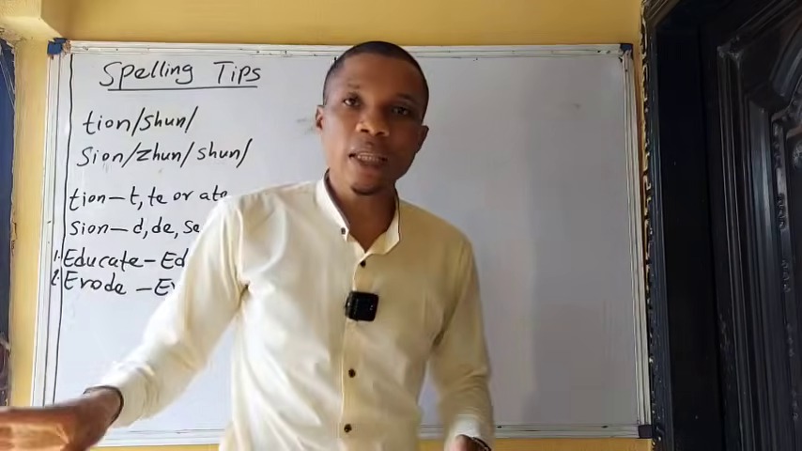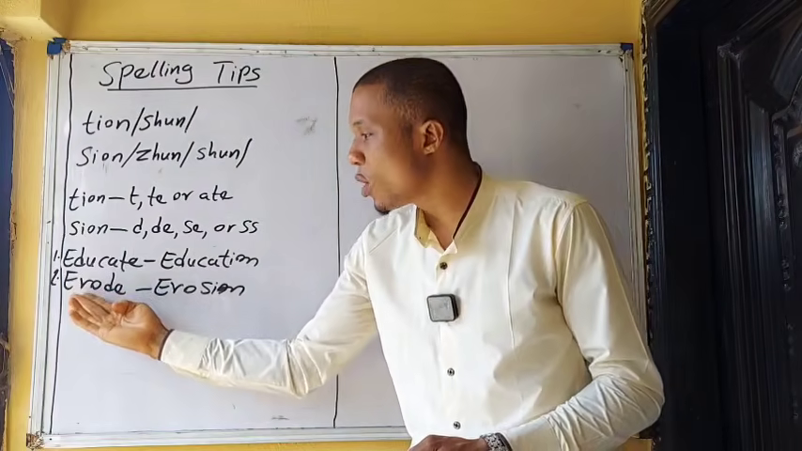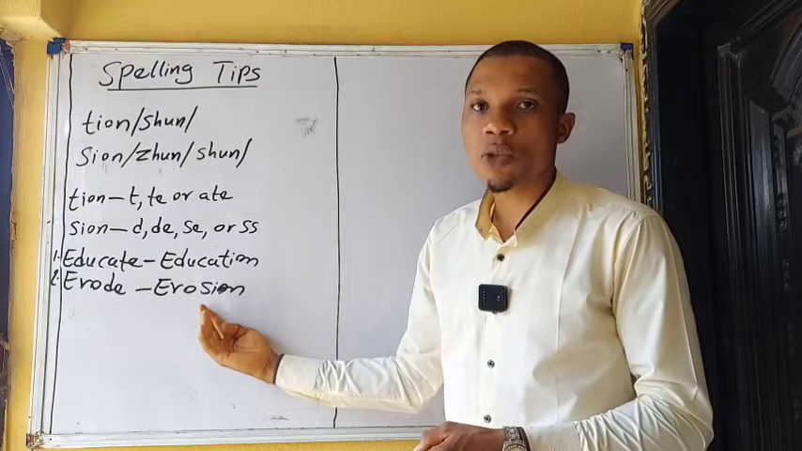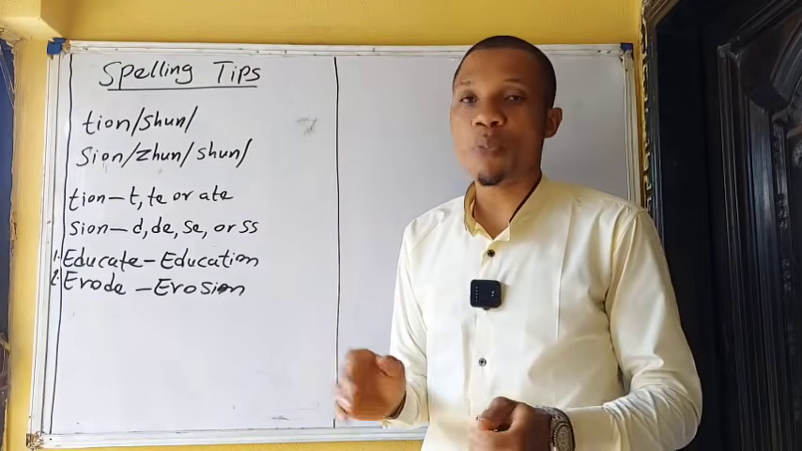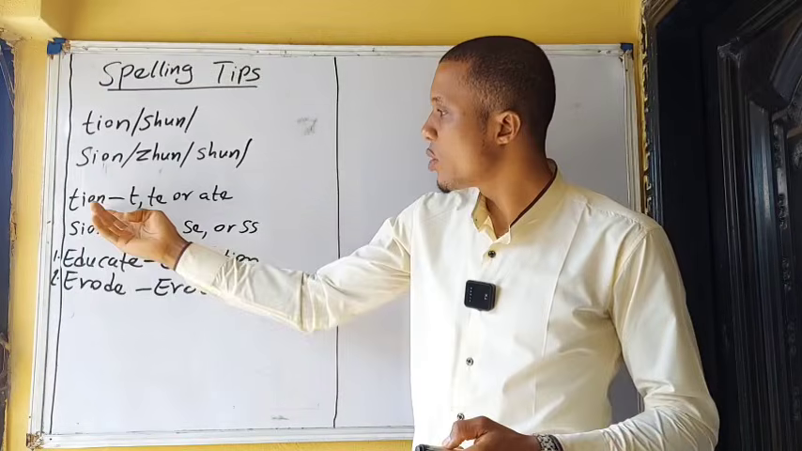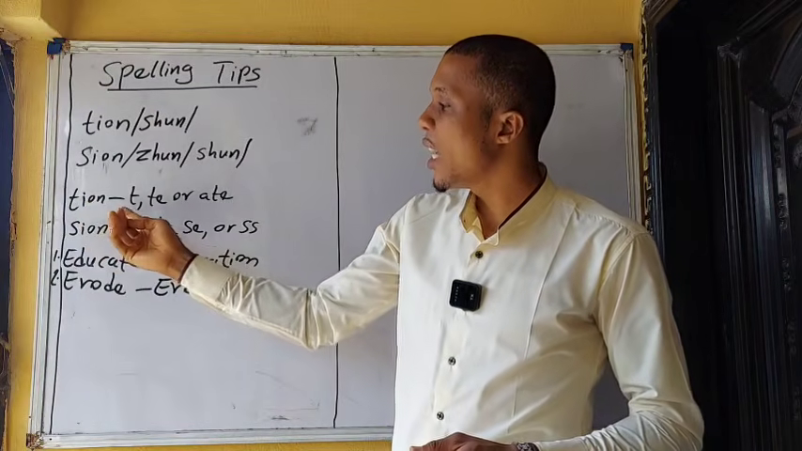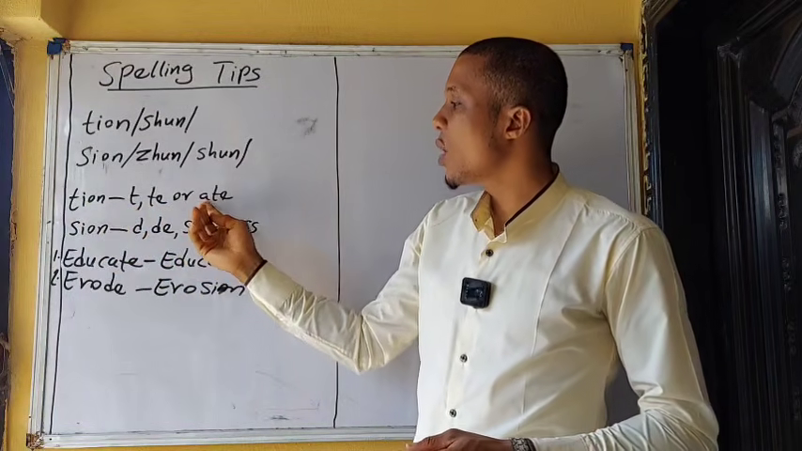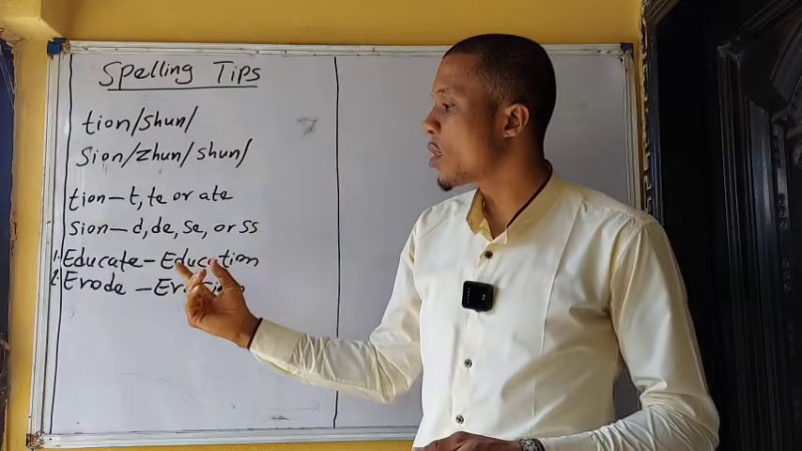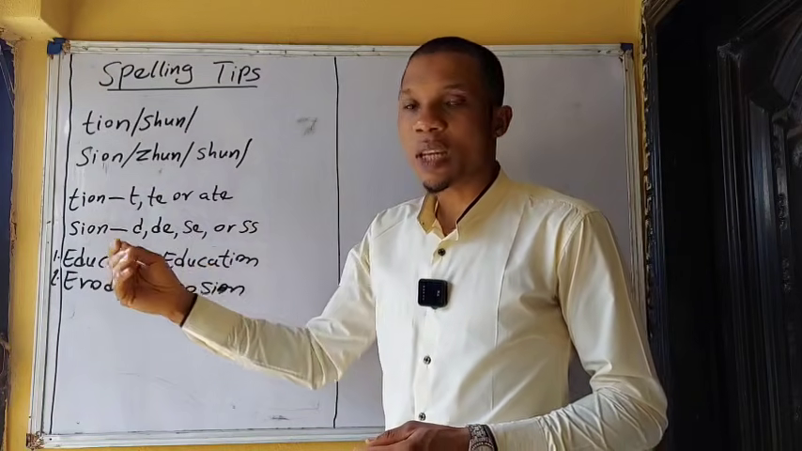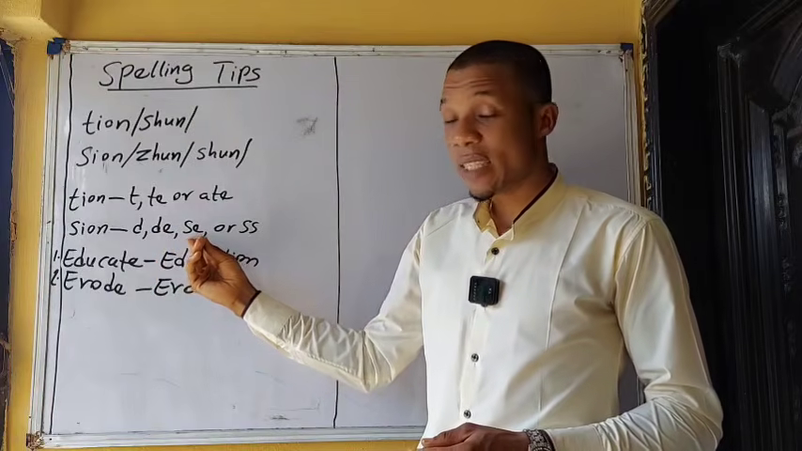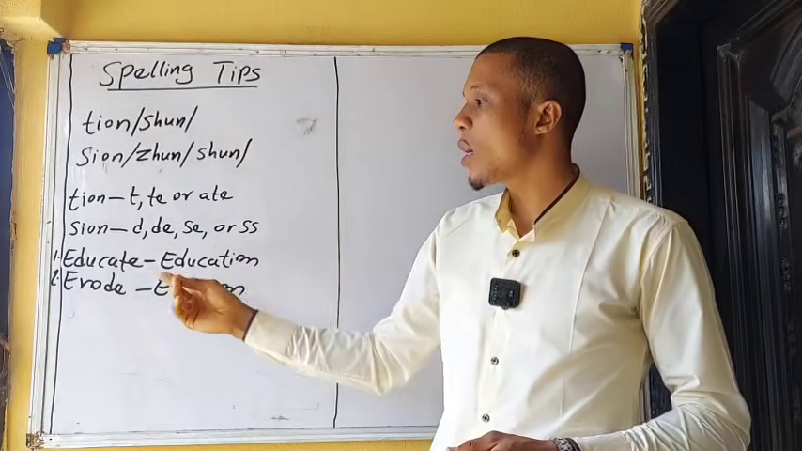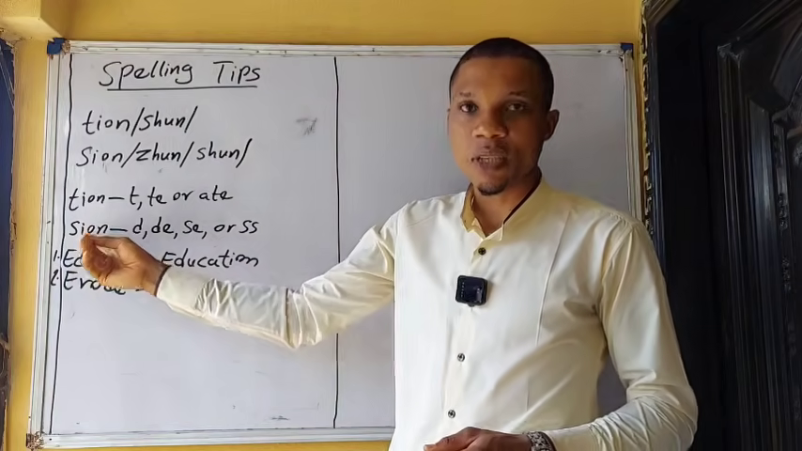So when you understand this principle that the base word will determine which of the "shun" you are going to use, that will help you in a simpler way. Note this: when the word ends with t, te, at, you are to use what? The tion. And when the word ends with d, de, se, or ss, you know that you are supposed to use sion. Is that understood?